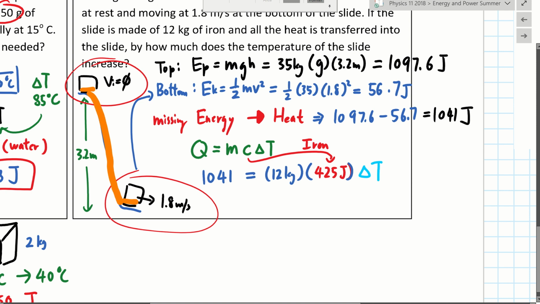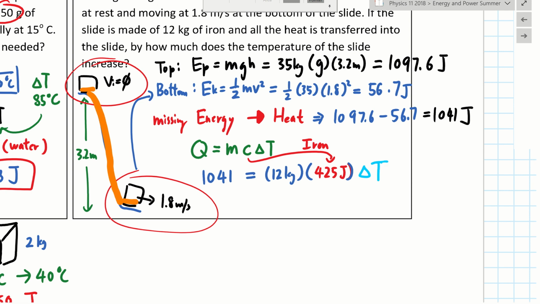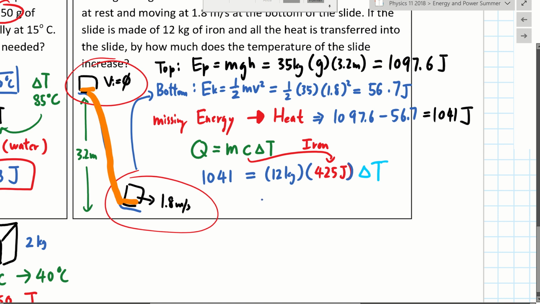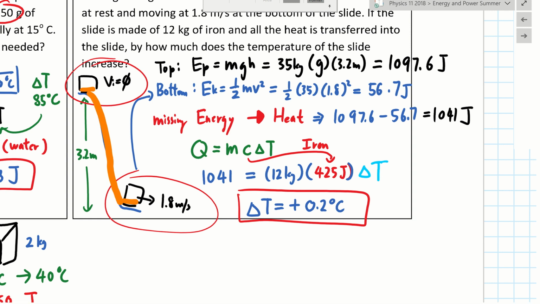Okay, so use your algebra. 1041 divided by 12 divided by the 400 and something, and you get the change in temperature, which is positive 0.2 degrees Celsius. So that means every time a kid slides down the slide in our hypothetical question, the iron slide is going to increase its temperature by a little bit, by 0.2 degrees Celsius. So if a lot of kids are lining up to do this, the last person is going to be sitting on a very, very warm iron slide.